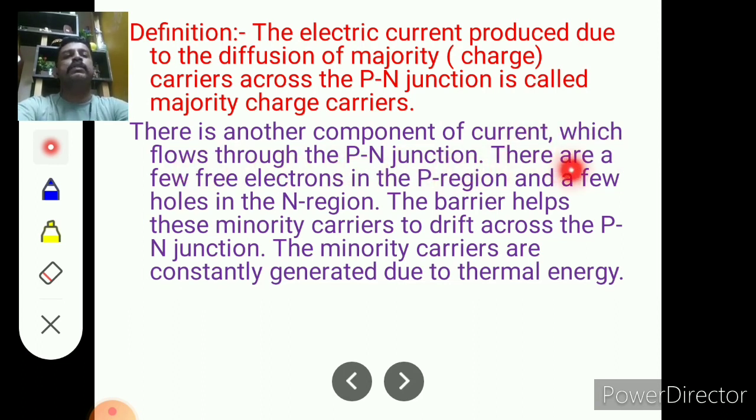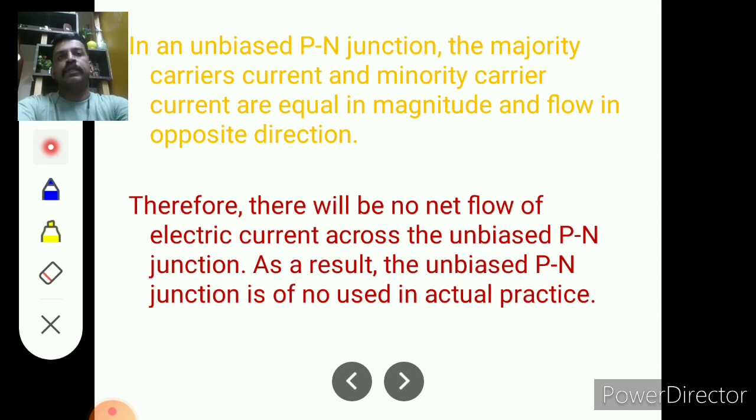There is another component of current which flows through the p-n junction. There are a few free electrons in the p region and a few holes in the n region. The barrier helps these minority carriers to drift across the p-n junction. The minority carriers are constantly generated due to thermal energy. In an unbiased p-n junction, the majority carrier current and minority carrier current are equal in magnitude and flow in opposite directions. Therefore, there will be no net flow of electric current across an unbiased p-n junction.